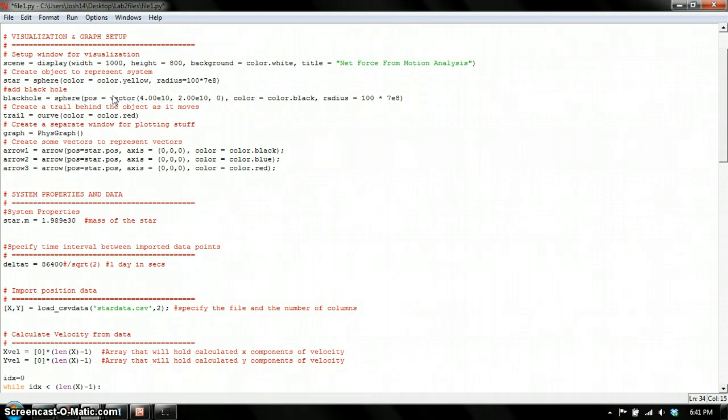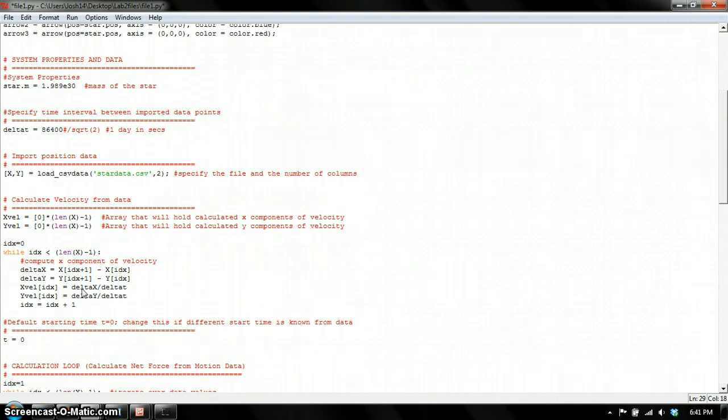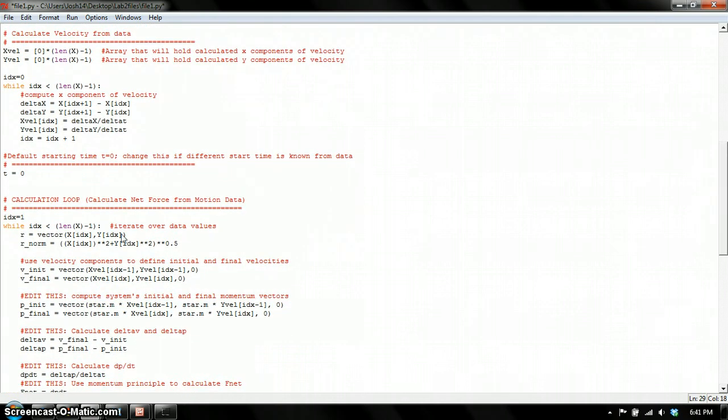So I was given the initial position of the black hole, and I was also given the mass of the star, 1.989 times 10 to the 30th, and my time step was the number of seconds in a day, 86,400. First I calculated the velocity in the x direction, and then the velocity in the y direction. Using two velocity vectors right next to each other, one can find the change in velocity, and taking that and multiplying it by the star mass, one can get the change in momentum.